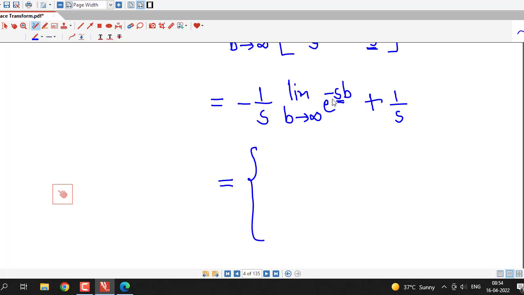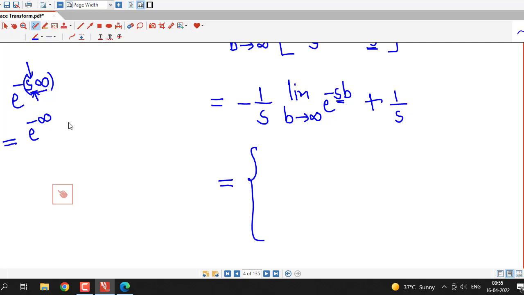If we consider b tending to infinity in e raised to minus sb, we have e raised to minus s into infinity. So this is going to be, if s is positive, we have positive into infinity, that is going to be infinity. If infinity is multiplied by any positive number, we will have positive number into infinity, that is infinity.